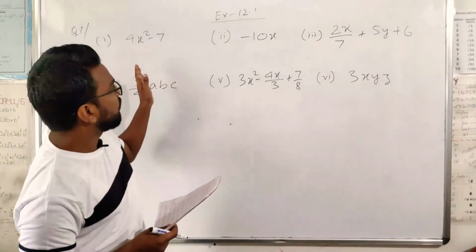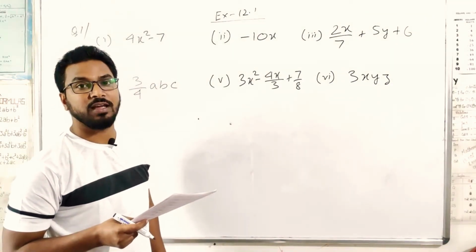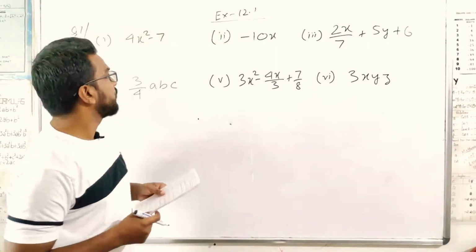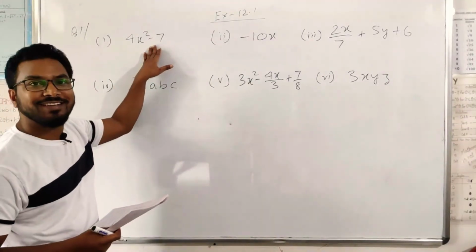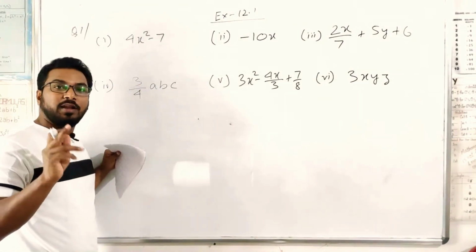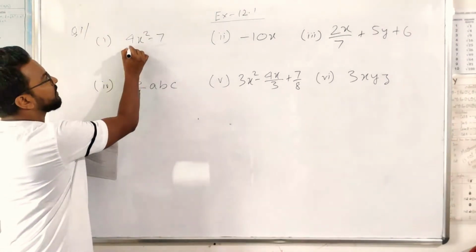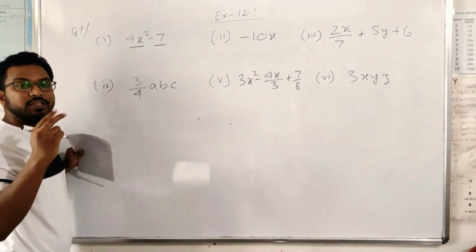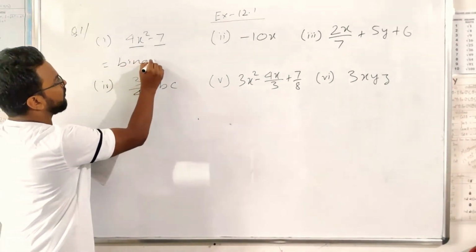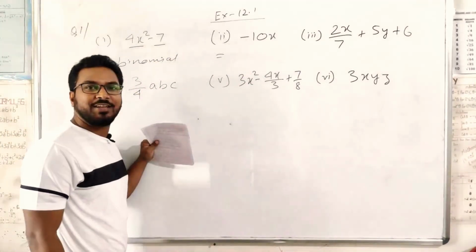I already wrote the questions. There are 6 questions. You have to identify which one is monomial, which one is binomial and which one is trinomial. Here you see, how many terms are here? Any algebraic expression is separated by either plus or minus. One minus sign is here. So how many terms are here? There are 2 terms. If it is 2 terms, we call it binomial. So it is binomial.